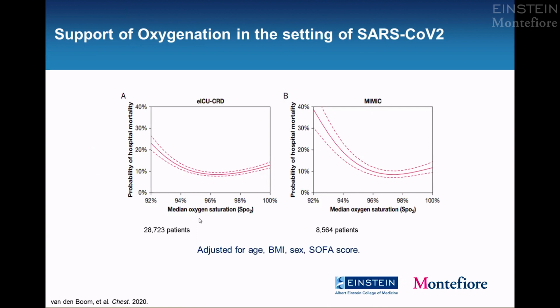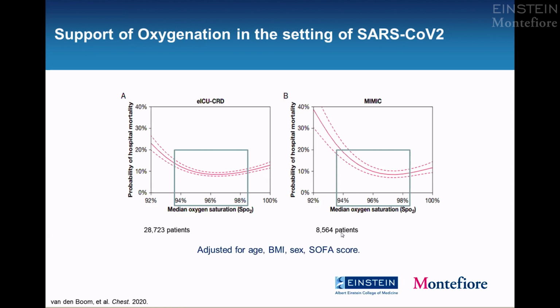They looked at hourly oxygen saturation data and plotted it against the risk of in-hospital mortality. What they found was, just as has been described, that there were risks at either end of the curve, but when you targeted this range of 94 to 98% or so, particularly around 95, 96%, that's where the mortality seemed to be lowest. And this is true even when adjusting for age, BMI, gender, severity of illness score, and more time spent in this range was associated with lower mortality as well.